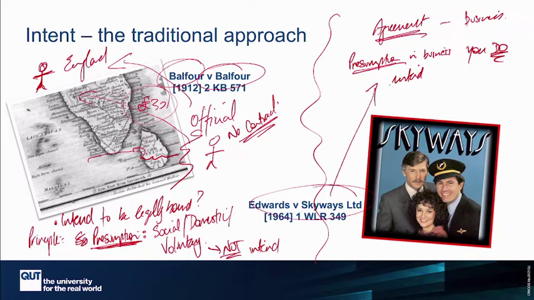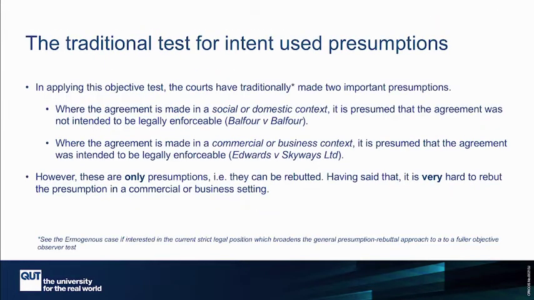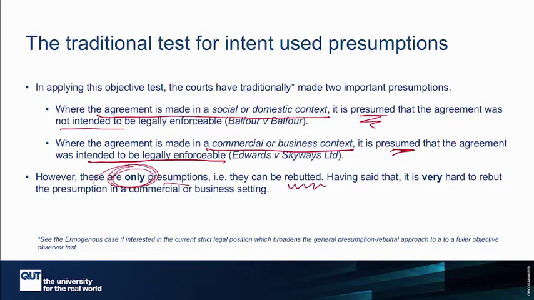Edwards and Skyways: the presumption in business is you do intend. Balfour and Balfour: the presumption in social, domestic, or voluntary situations is you do not intend to be legally bound. So, where the agreement is made in a social or domestic context, it's presumed that you weren't intending to be legally bound. Where it's made in a commercial or business context, it's presumed that you did intend to be legally bound. However, these are only presumptions that can be rebutted.